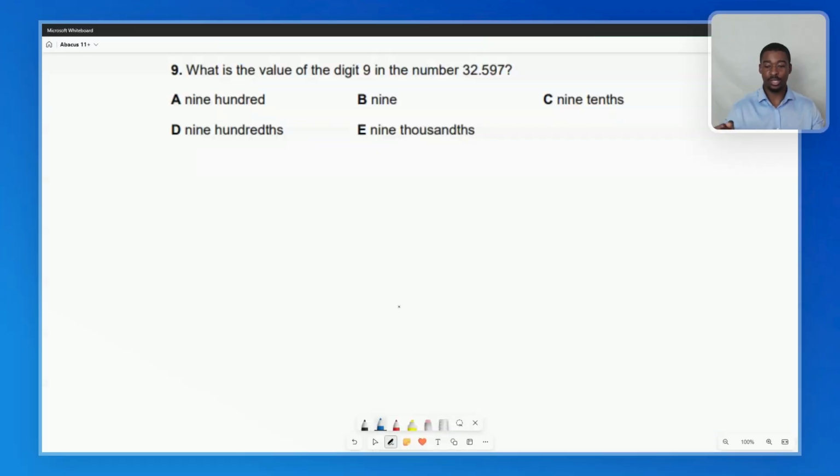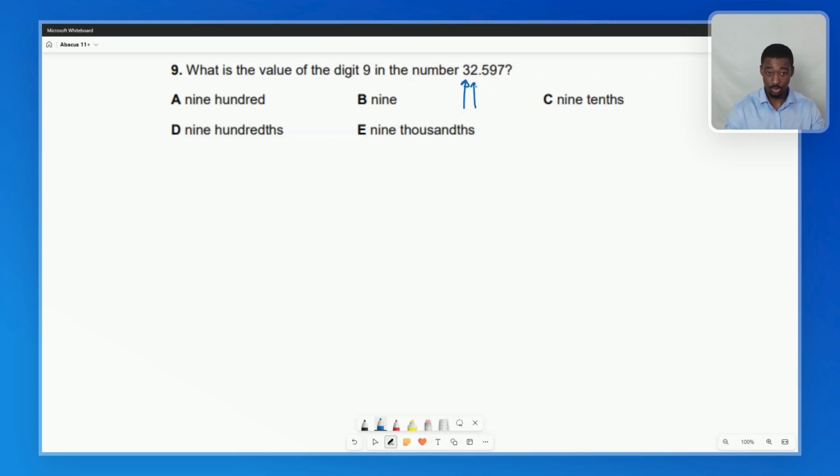Okay, so here we're simply going to draw upon what we were talking about in previous questions about the different columns past the decimal point. Remember, we were talking about the tenths column and the hundredths column, thousandths column, so on and so forth. That's all the knowledge we need to answer this question. What is the value of the digit 9 in the number 32.597?